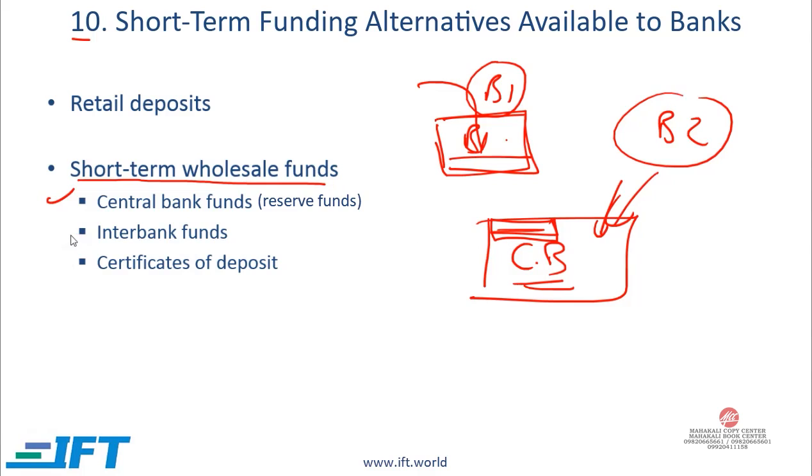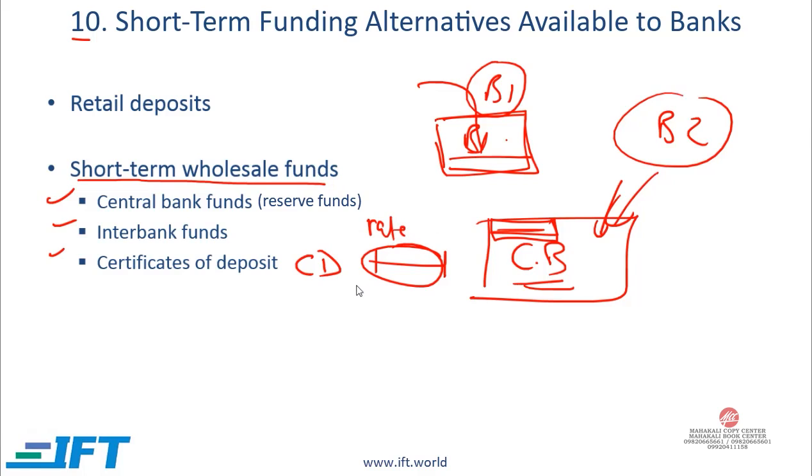The third and final category of short-term wholesale funds that we look at is shown right here, certificates of deposit or CDs. A certificate of deposit is an instrument that represents a specified amount of funds on deposit for a specified maturity and interest rate. So notice that the period is specified. You might have a 3-year CD or a 5-year CD, and the rate is also specified.